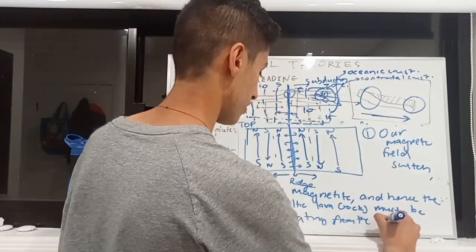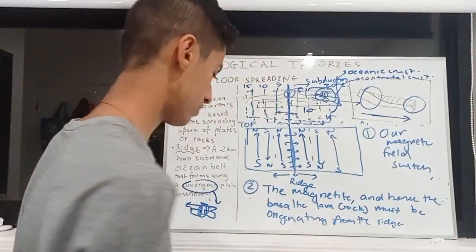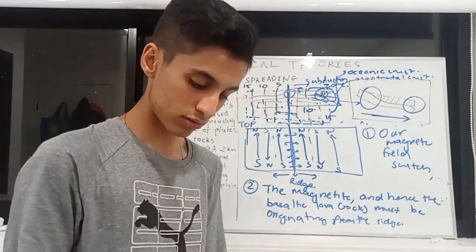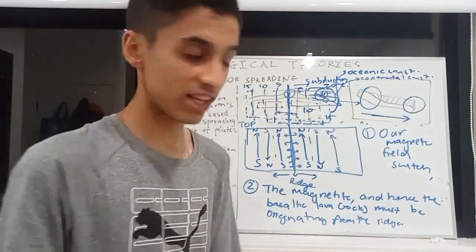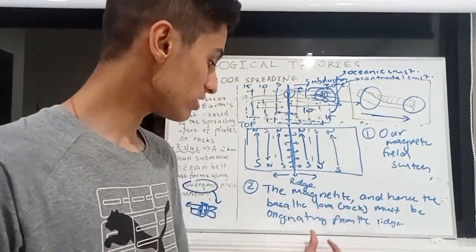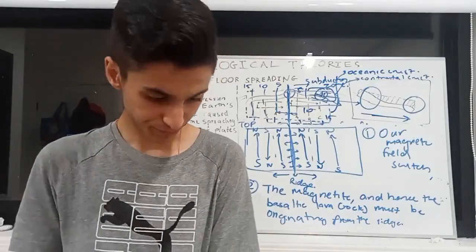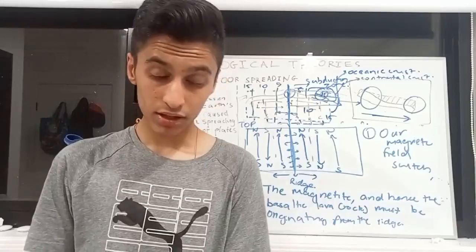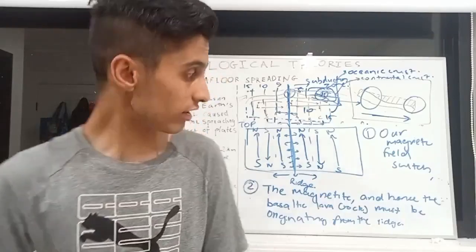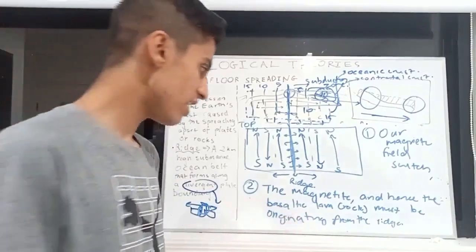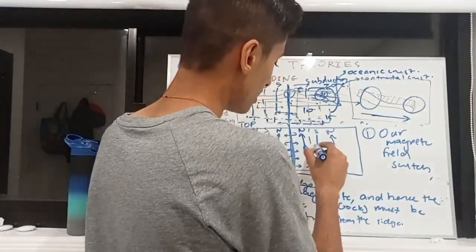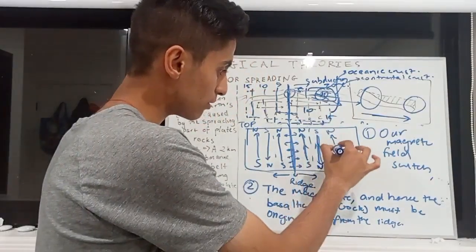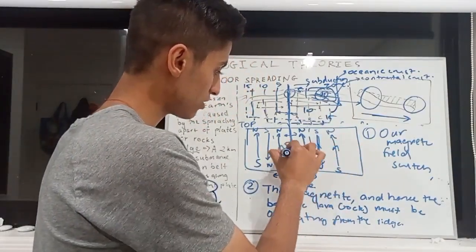So the magnetite, and hence the basaltic lava, or you can say the same thing with basaltic rock, must be originating from the ridge. And that's what they found. Another thing, and this might be a bit complicated, they noticed that the ridges, these lining of the magnetite poles, were parallel. All of this is parallel with the ridge.